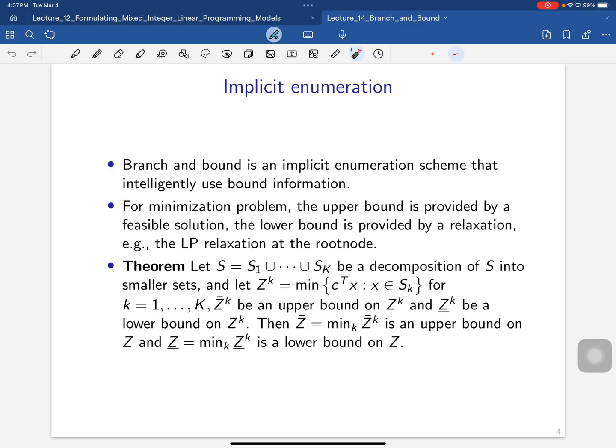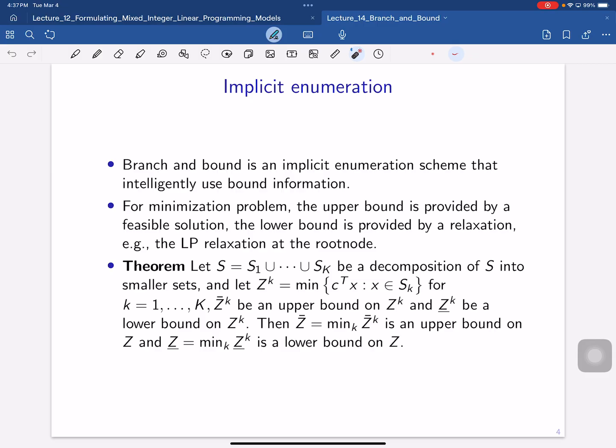And Z equals the minimization of Z overline, the underline being a lower bound on Z, right? So let's think for a second why this is the case. Again, in words, the idea is you partition the set into different subsets, and for each of these subsets, you get an upper bound and a lower bound.